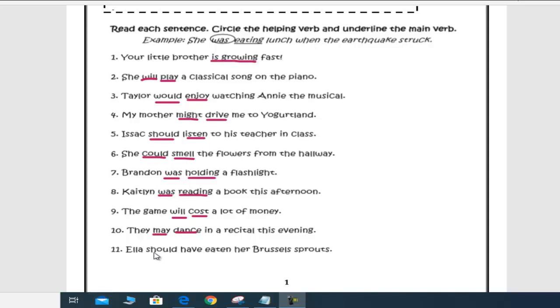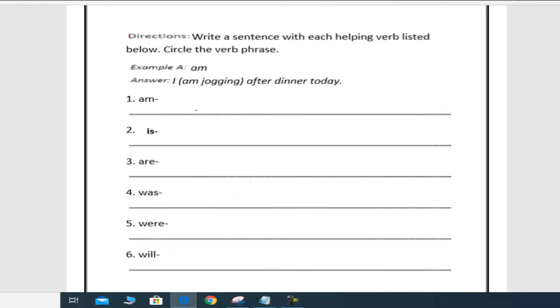Let me highlight the verbs for you. Should, helping. Have, helping. Eaten, main verb. Let's move to the next exercise. As in the previous exercise, before watching this part, I need you to pause the video and try to write the sentences on your own. I need you to write a sentence with each helping verb, using it as a helping verb with a main verb, and to circle that verb phrase.